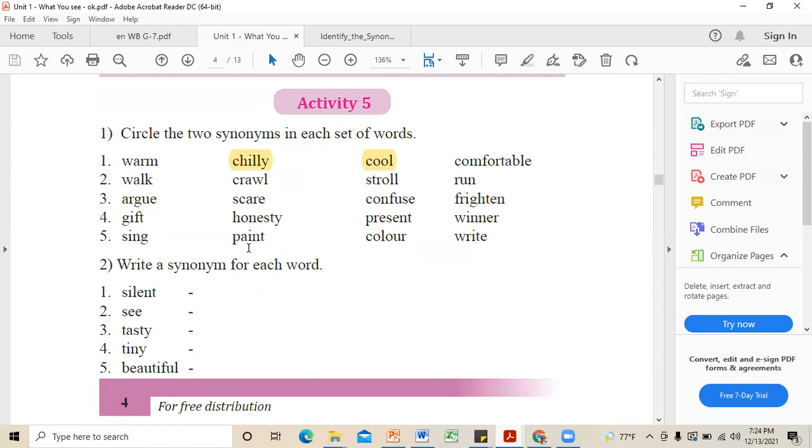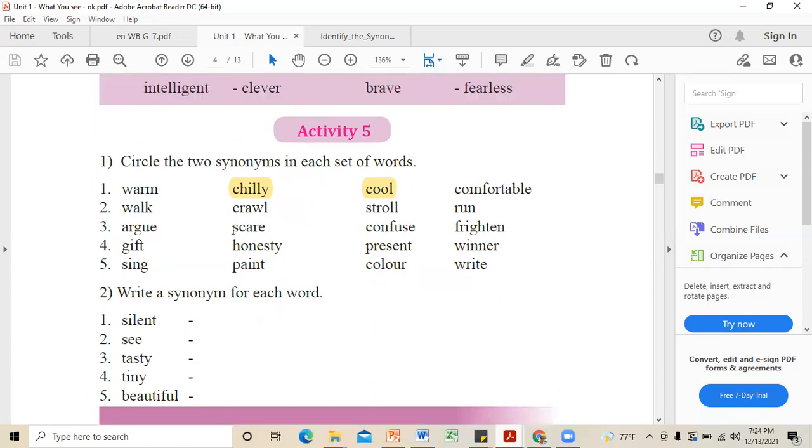And if I'm not mistaken, I think I asked you to do these activities, the first one and the second one. I hope you might have done this at home.